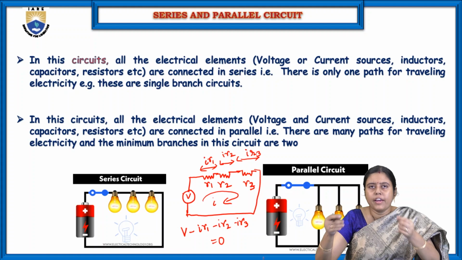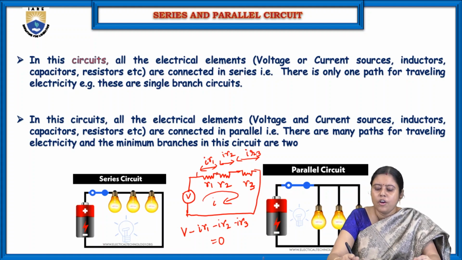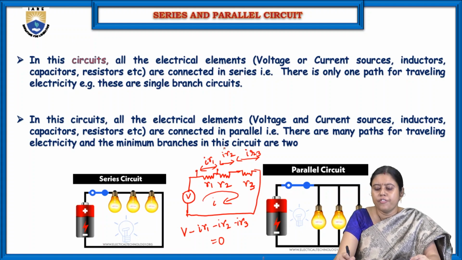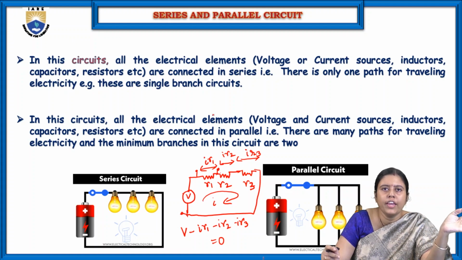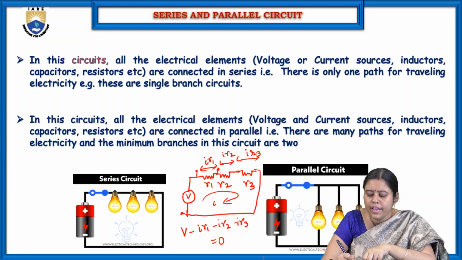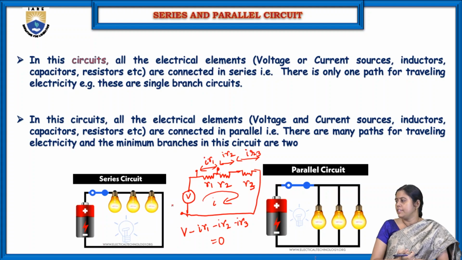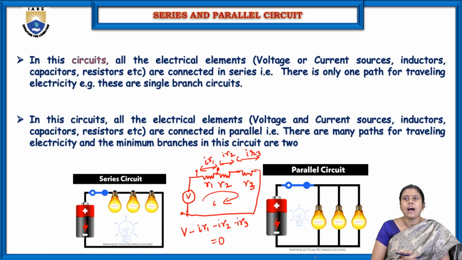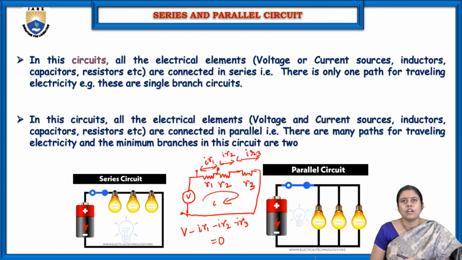Next, if we keep one multimeter in these 2 positions, we will get the voltage drop. Here also we get, but if we keep it here and here, we will get the voltage V minus I into R1. Next, we will go for the parallel circuits.